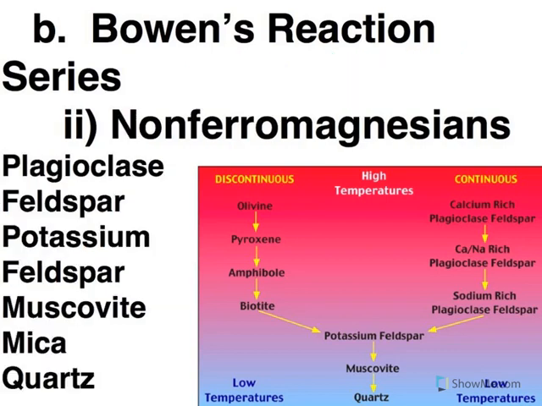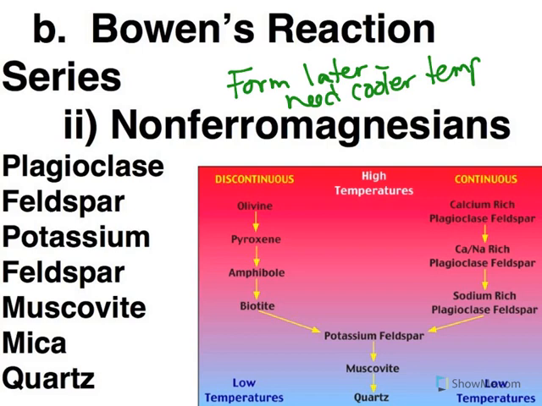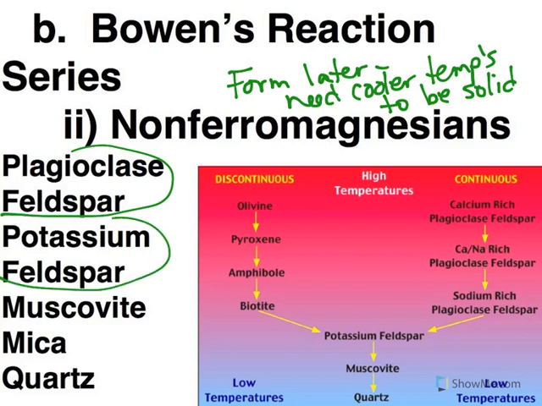The Nonferromagnesians are going to form later. These need cooler temperatures to become solid, and so it's going to take a little longer for these to form. So here we have plagioclase feldspar, potassium feldspar, so essentially your feldspars. Muscovite mica, and quartz is the very last to form, because quartz is just silicates, and so it is going to need the very coolest temperatures in order to form.